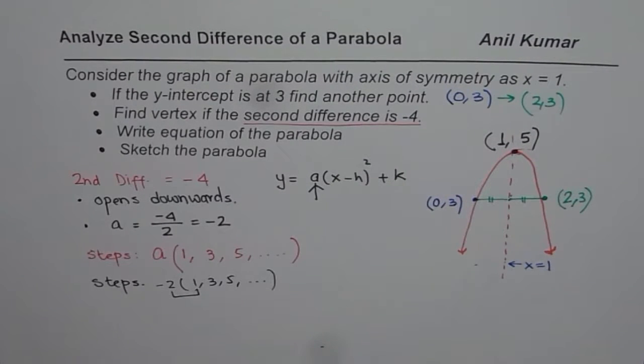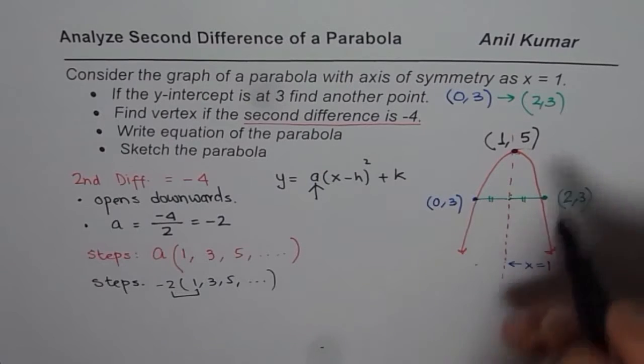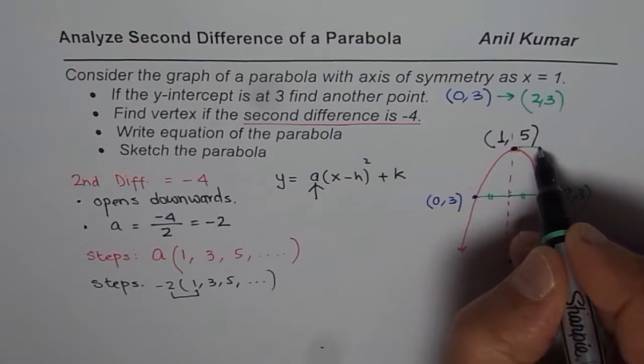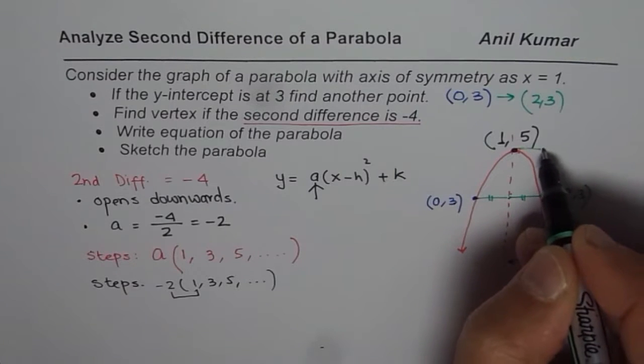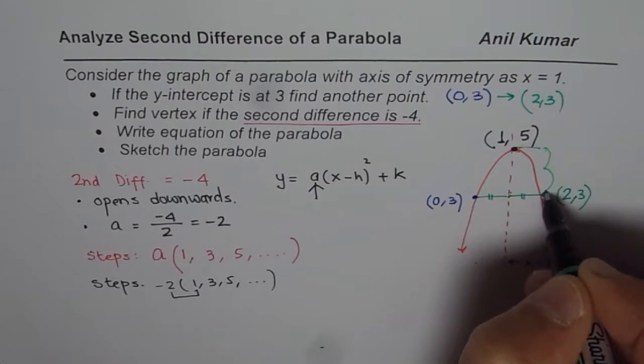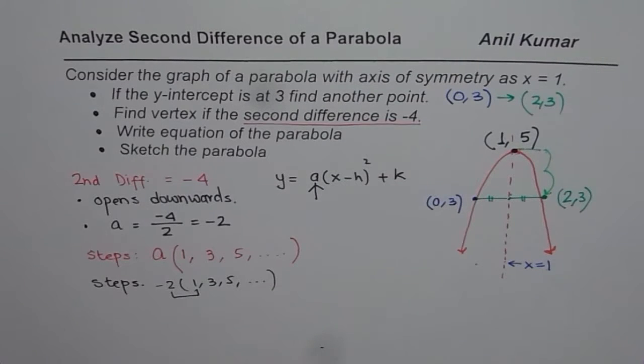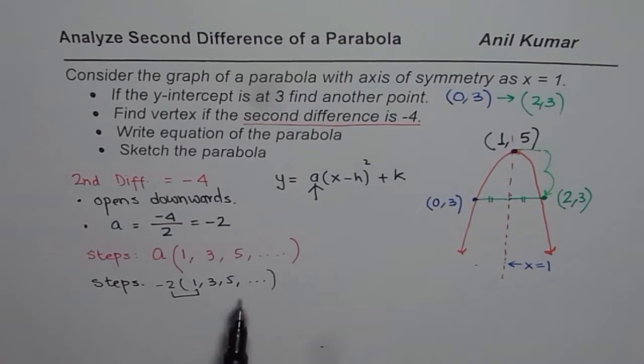You get the idea. From the vertex, if I move right or left 1 step, then I have to take 2 steps down to reach the next point. Do you see that? That is how we get the vertex. I hope this concept is absolutely clear.